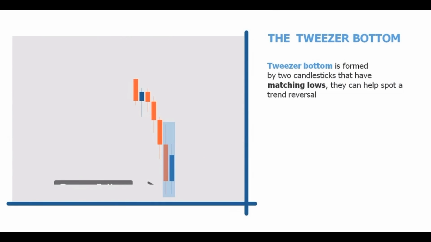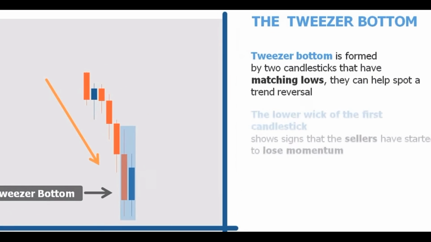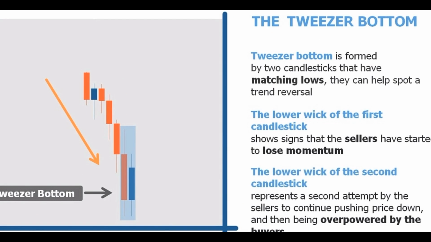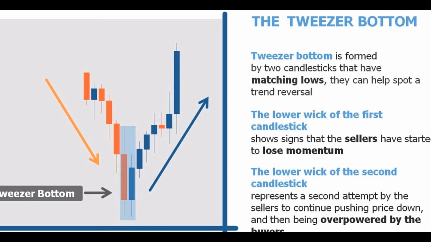Tweezer bottoms are formed by 2 candlesticks that have matching lows and can help spot a trend reversal. You can see in this example that the market is in a downtrend. The lower wick of the first candle shows signs of the sellers losing momentum. The lower wick of the second candlestick in the pattern represents a second attempt by the sellers to continue pushing price down and then being overcome by the buyers. The wicks are of equal length and the lows are at the same level. These characteristics can signal the reversal of the downtrend to the upside and demonstrate how the bears were overpowered by the bulls.